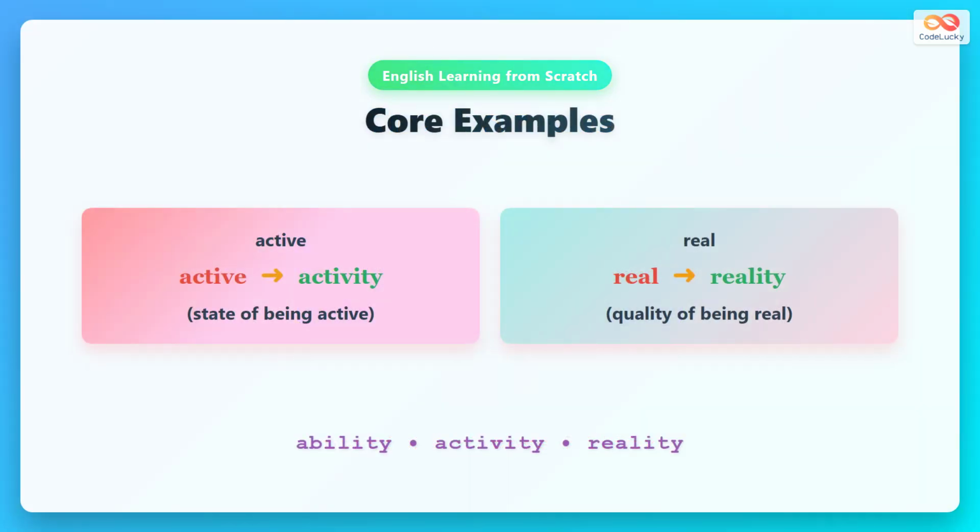Active becomes activity, which means the state of being active. Real becomes reality, which means the quality of being real. Able becomes ability, which means having the power or skill to do something. These are the most common examples to remember.